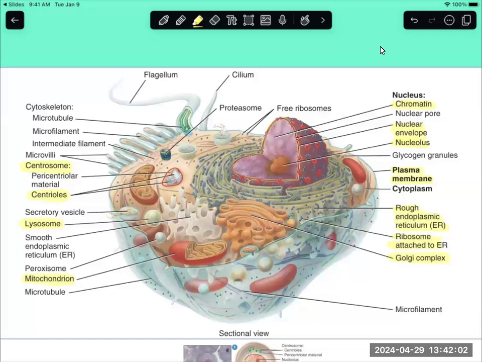We also have a smooth endoplasmic reticulum. It's smooth because there's no ribosomes on it. That smooth endoplasmic reticulum makes fats for our cells. It makes cholesterol. It makes hormones, depending on what cell it's coming from.